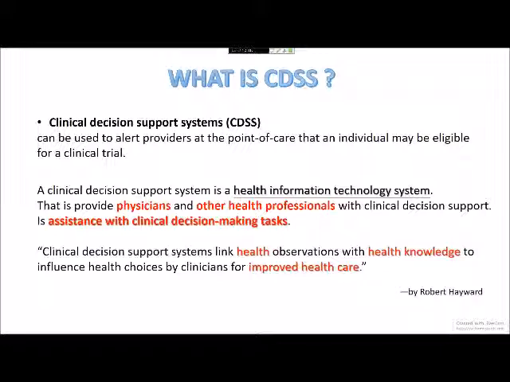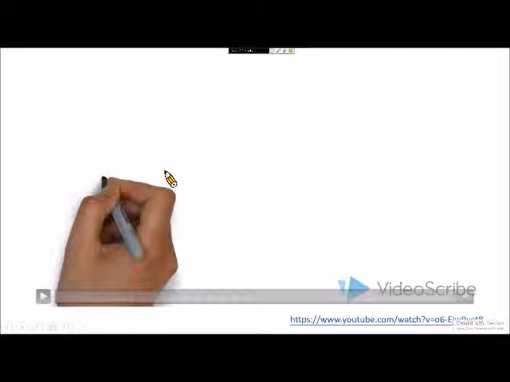A clinical decision support system links health observations with health knowledge to influence health choices by clinicians for improved health care. That is what Robert Hayward said. I think it's great. Influence choices. Look at this video to see an introduction to CDSS.